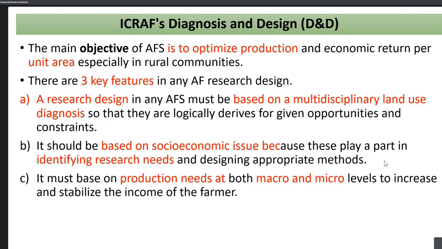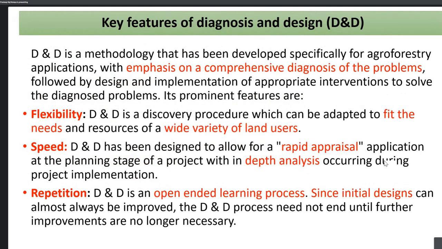It should be based on socioeconomic issues because they play a part in identifying research needs and designing appropriate methods. It must be based on production needs at both macro and micro levels to increase and stabilize the income of farmers. So it should focus more on production at the macro and micro levels. These are the key features of D&D.